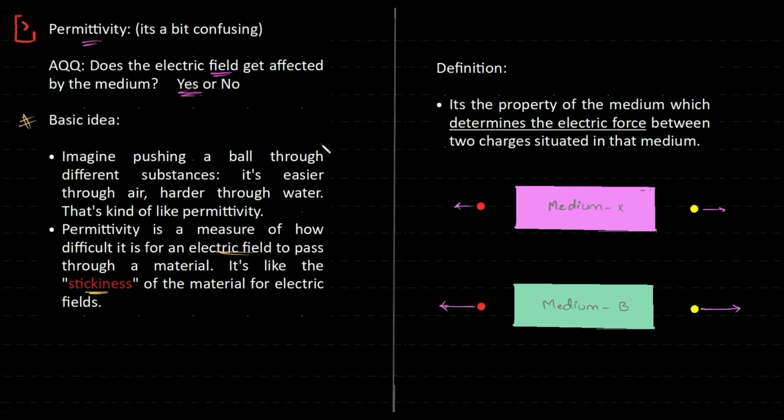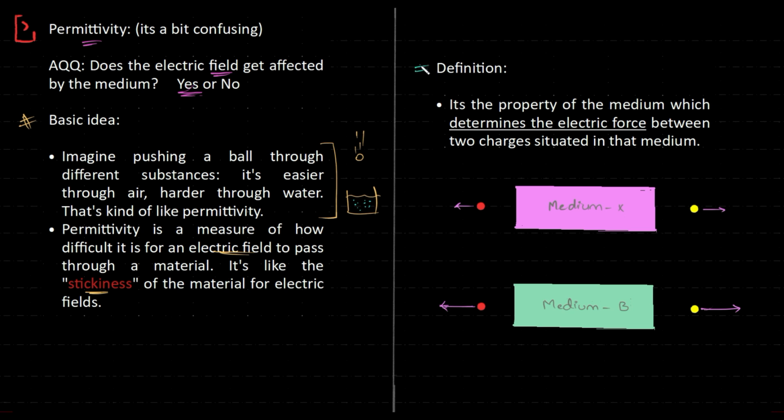Let's understand it this way. See, we have a ball. We're trying to move that through air and, say, water. Does it fall at the same rate? Does it accelerate at the same rate in these two media? The answer is no, is it not? It's much more difficult to move things in water than in air. Similar to that, the electrical field will vary depending on the medium.